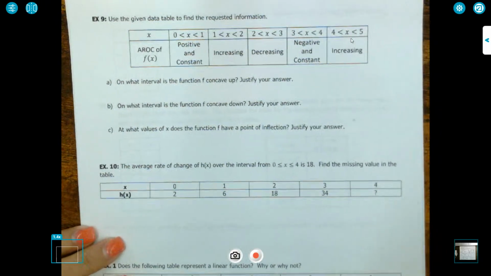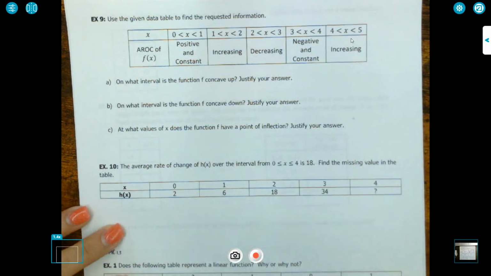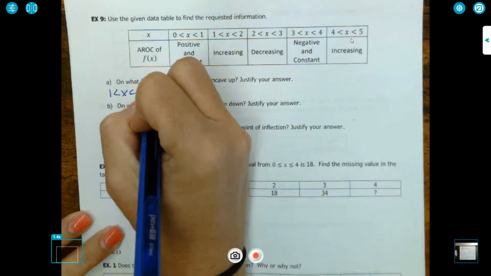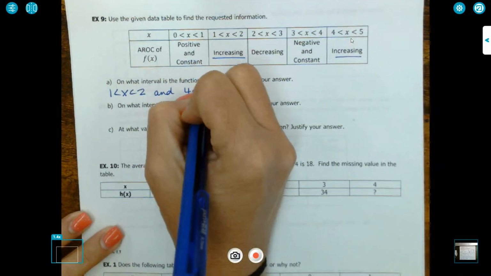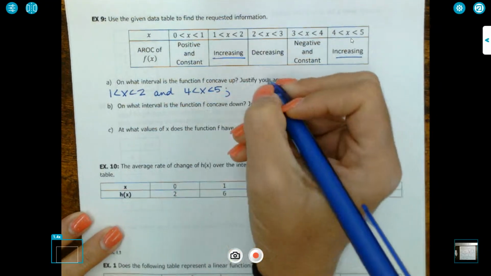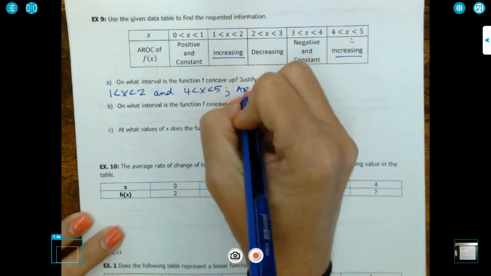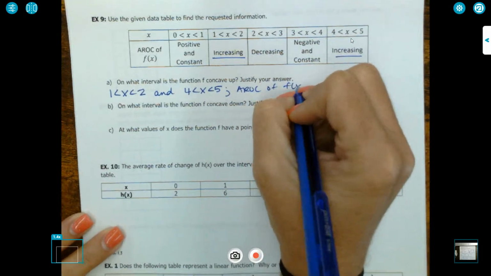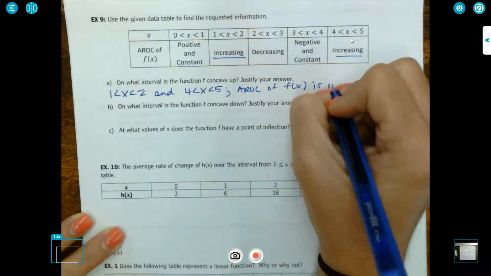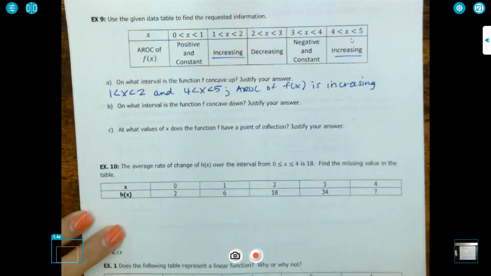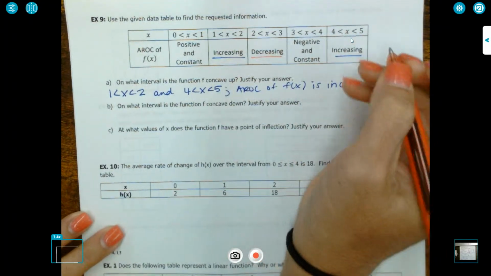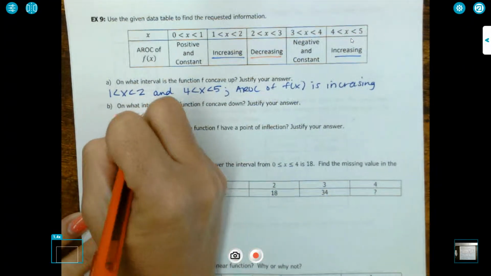Okay. All right, so here we go. On what interval is the function concave up? We just talked about concave up is where it is increasing. So we are concave up from 1 to 2 right here, and from 4 to 5. And our reason, when it says justify, is the AROC of f of x is increasing. Concave down would be decreasing, so that's going to happen right there from 2 to 3.